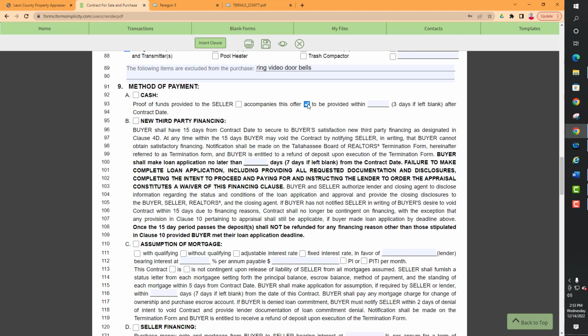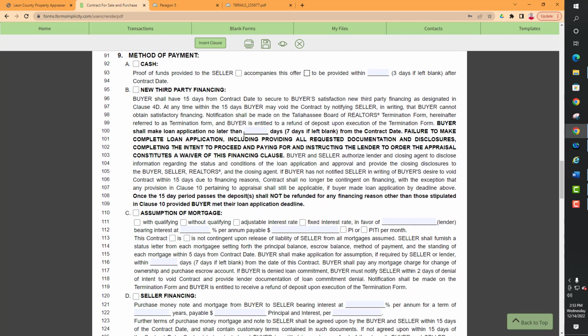Most of the time, though, and in this particular case, you're going to be using financing. This is a conventional loan this customer is going to be doing. So we're going to be checking the 9B for most of the offers we write. That's going to be new third party financing. Be sure to read through this section in its entirety. There's a lot here, but I want you to pay specific attention to what's in bold.